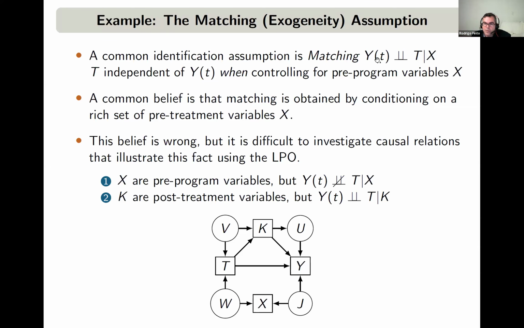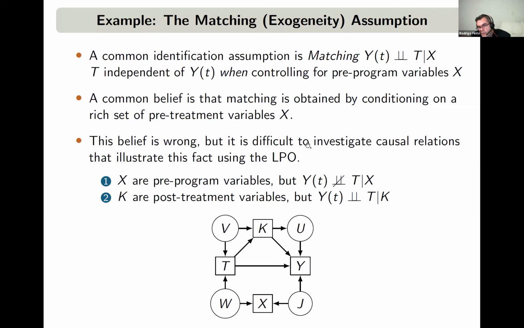So the matching assumption is that Y_T, the counterfactual outcome, is statistically independent of the treatment T conditional on X. And again, that's a matching assumption that says T becomes exogenous conditional on the pre-treatment variable X. And these assumptions, when you do not put them in the context of a causal model, can lead to the notion that you should condition on the richest possible set of pretreatment variables X. And this assumption is wrong, but in the context of the potential outcomes model, it's quite hard to see why it's wrong.